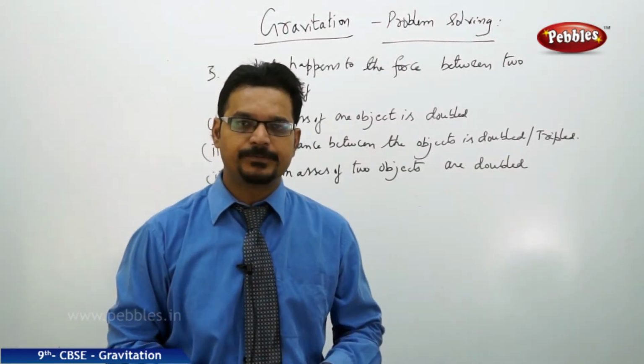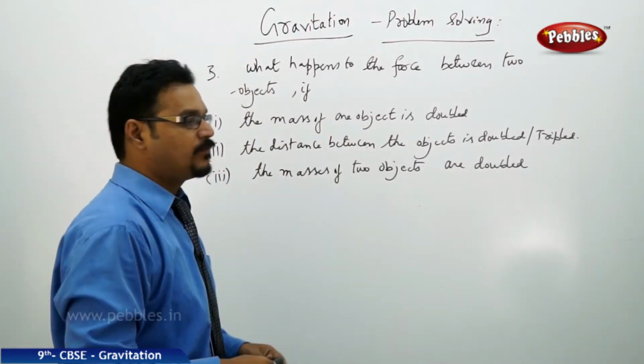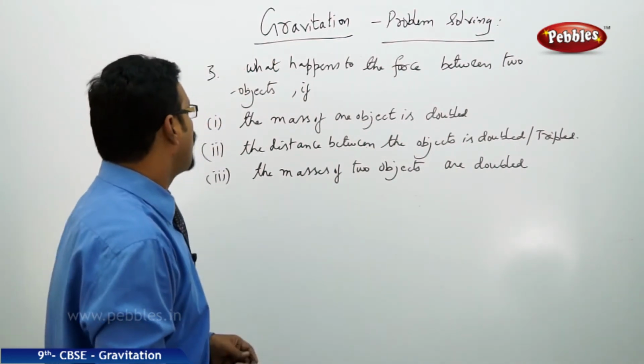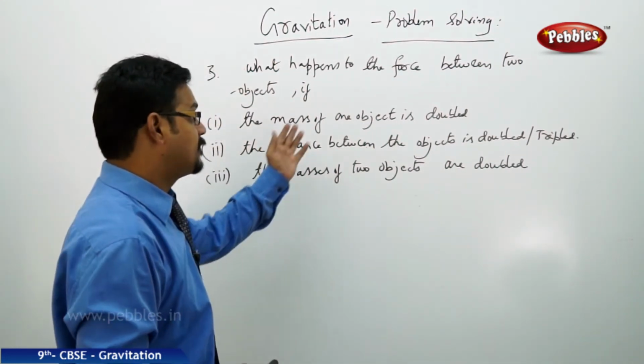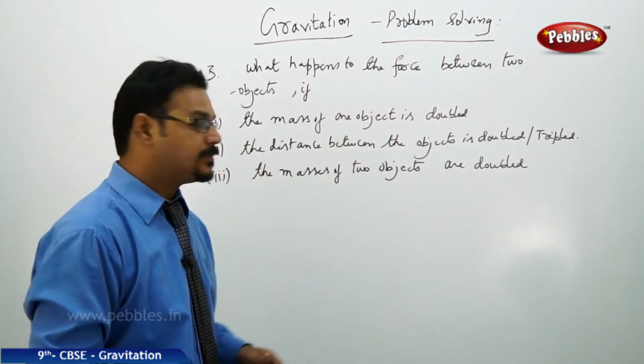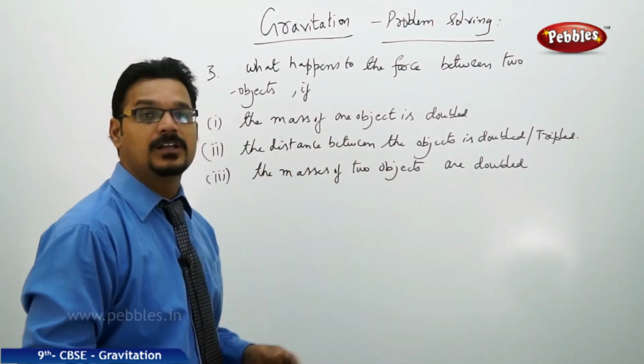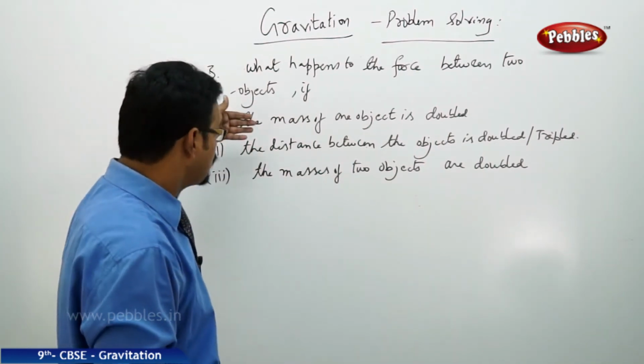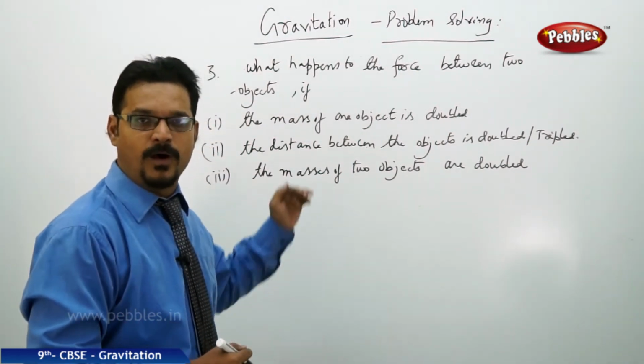The next problem for you. What happens to the force between two objects if the mass of one object is doubled, the distance between the two objects is doubled and tripled, and the masses of both objects are doubled? So in one question, 3 sub questions are there. We'll solve one by one.